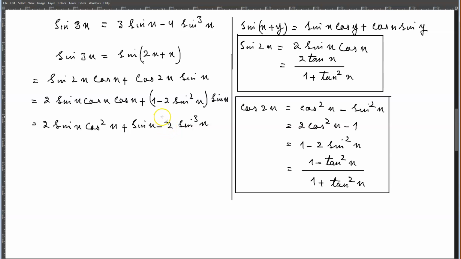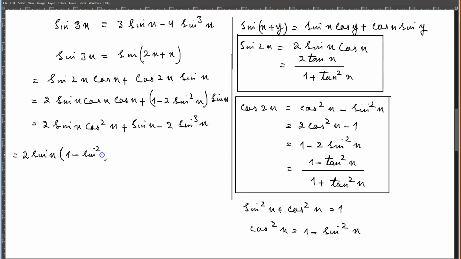Let me see what they have done here. Okay, so what they have done is that they have written this cos squared x as 1 minus sine squared x, because you know that sine squared x plus cos squared x is equal to 1, which means that cos squared x is equal to 1 minus sine squared x. So I can write this as 2 times sine x times 1 minus sine squared x plus sine x minus 2 times sine cube x, right?